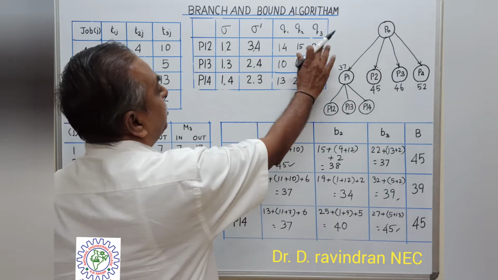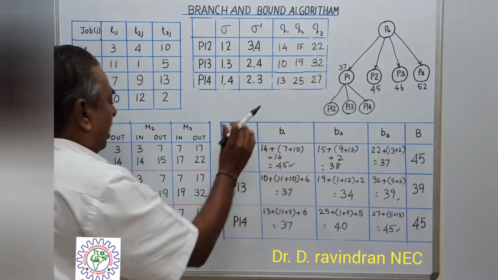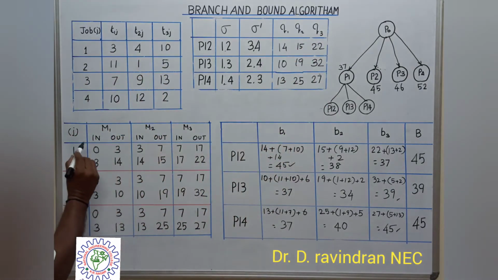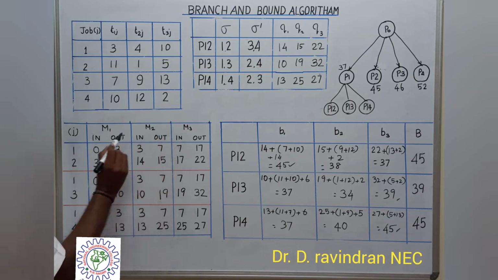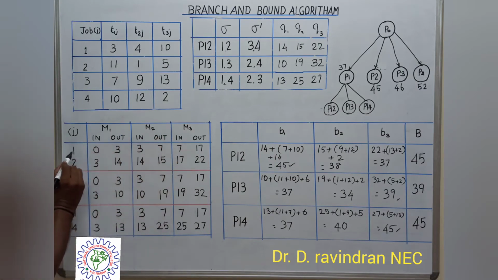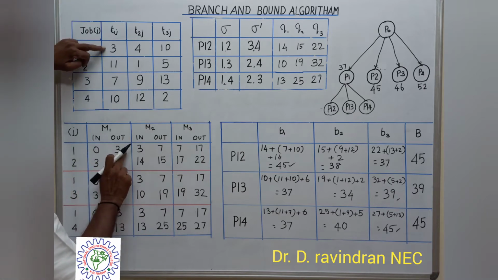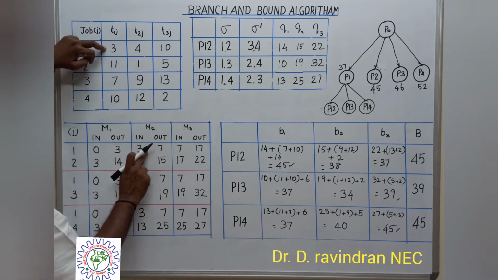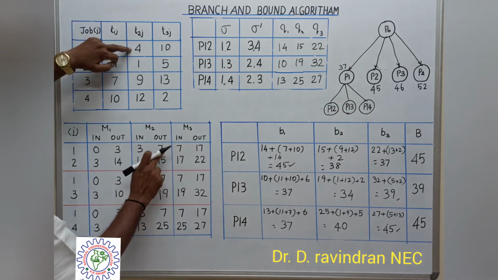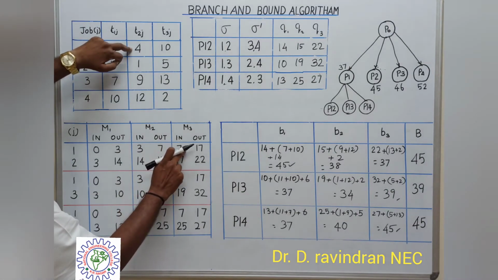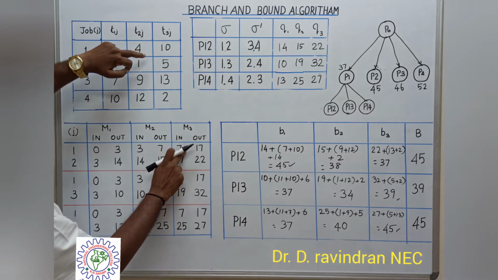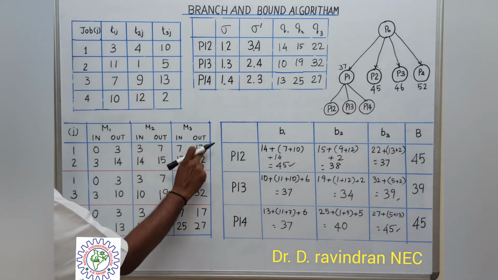For this, the completion time has to be calculated like this. Suppose here you consider M1, M2, M3 and in time and out time. When you process the first job, it starts at 0 and comes out after 3 hours. It enters machine 2 at 3, and there it is processed for 7 hours. Then it enters machine M3 at 7 hours, and there it is processed for 10 hours, so it is 17.